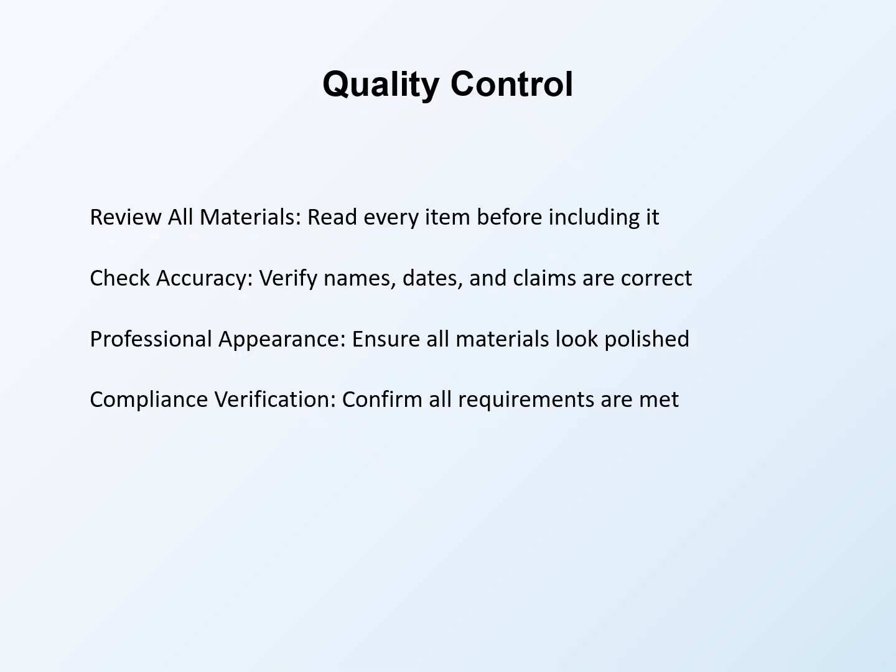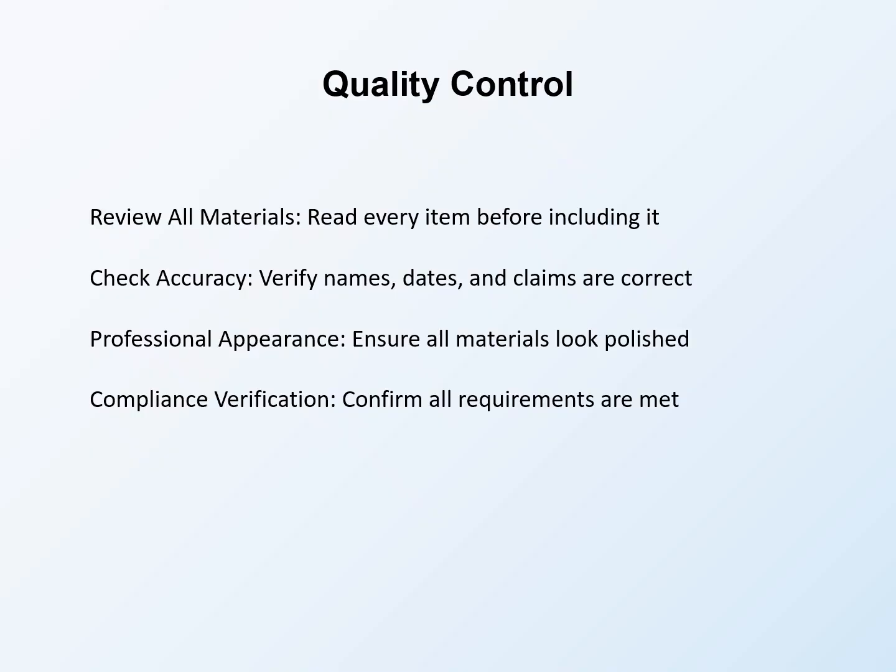Check accuracy by verifying names, dates, and claims are correct. If a letter references your project by the wrong name or includes incorrect information about your organization, correct it before inclusion. Accuracy errors undermine credibility. Professional appearance ensures all materials look polished. Consistent formatting, clean presentation, and professional quality should characterize all appendix materials. Sloppy materials in appendices create negative impressions just as sloppy narrative does.